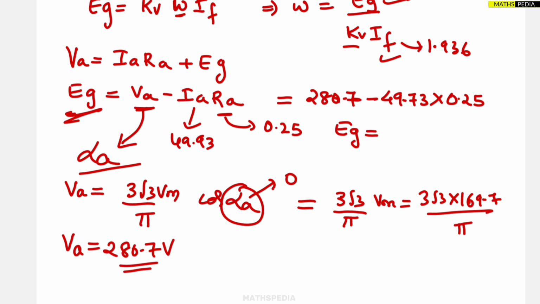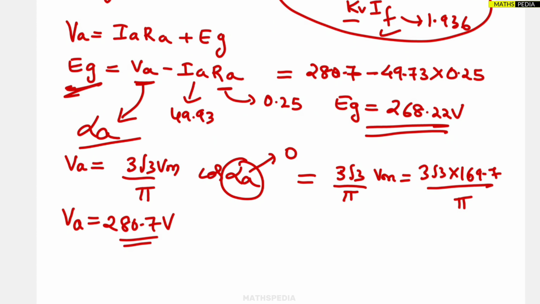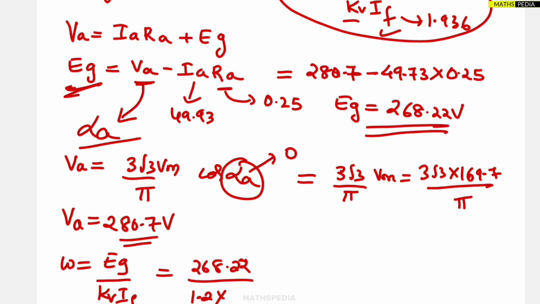Subtract this thing, you will be getting 268.22 volts. Now you substitute back in this formula. So omega becomes Eg divided by kV into IF. So Eg value is 268.22 divided by kV, which is 1.2, into the IF value, 1.936. You will be getting the omega value, the speed of the motor, as 115.45 radian per second. You will be getting it in radian per second only, remember, not in RPM.